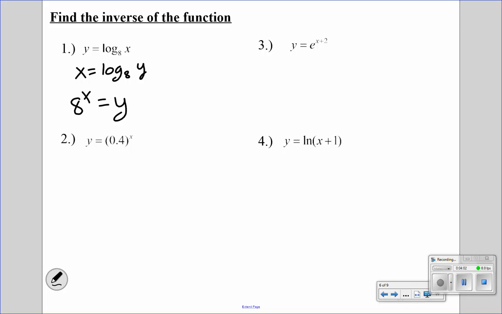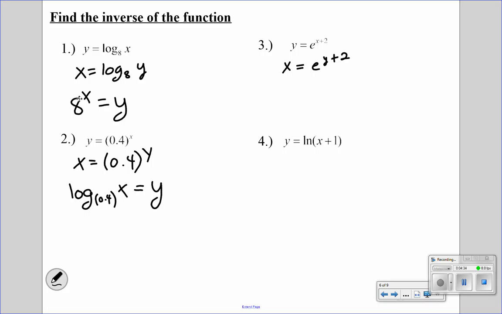We can do the same thing down here. So the first thing we want to do is switch our x's and y's. So x equals 0.4 to the y. Now we need to get y equals. That's our goal. In order to do this, we can switch this to logarithmic form. So log base 0.4 of x equals y. And that's our inverse function. Once again, over here we can switch our x's and our y's.